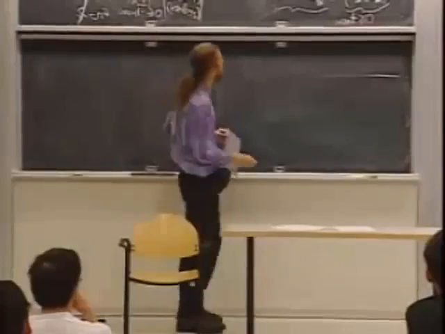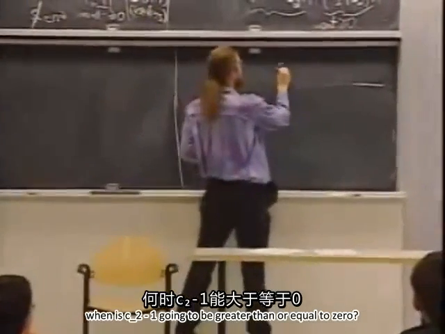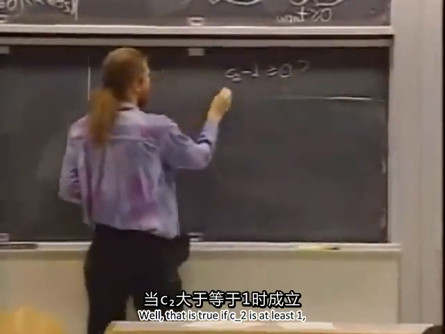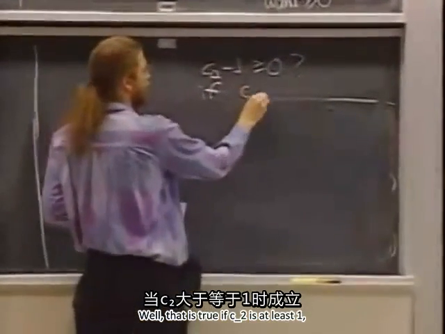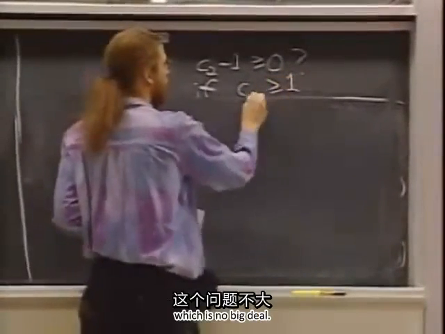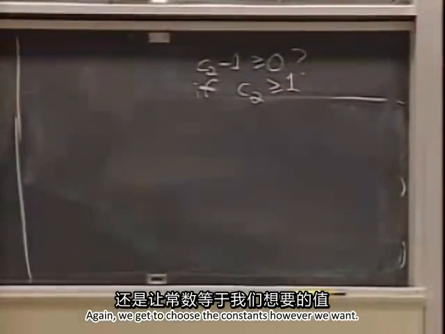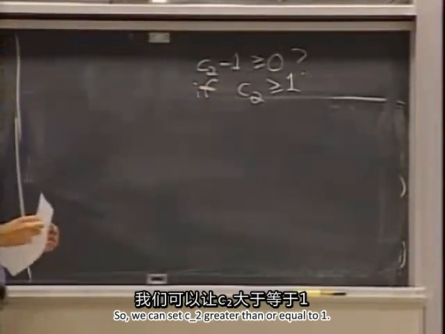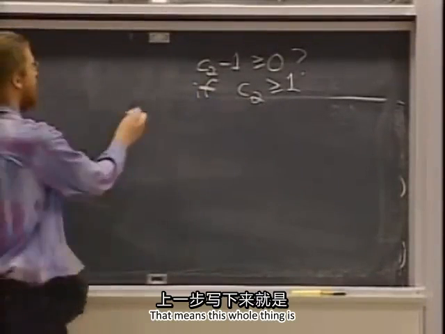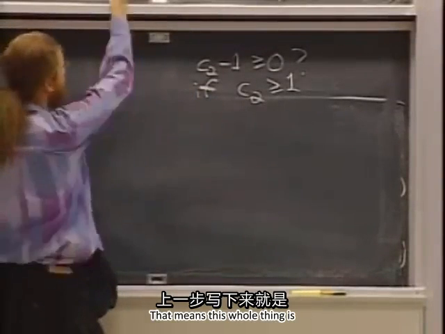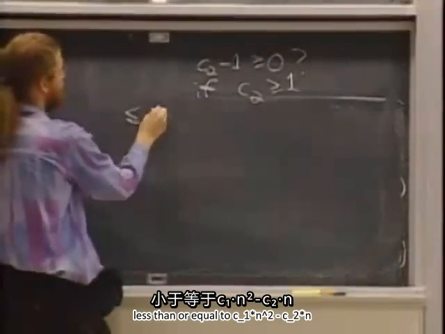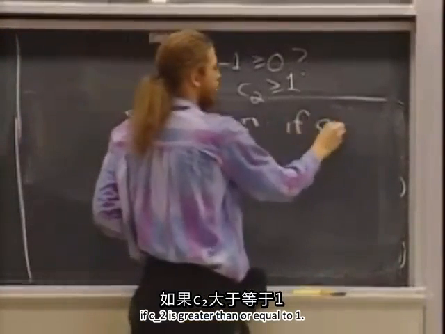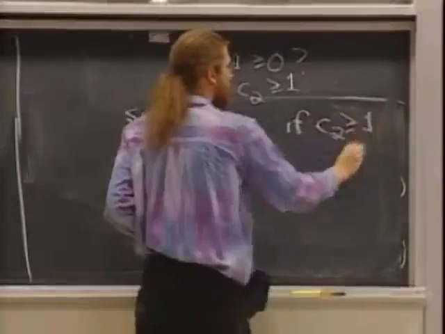So continuing along, we want, when is C2 minus 1 going to be greater than or equal to 0? Well, that's true if C2 is at least 1, which is no big deal. Again, we get to choose the constants however we want. It only has to hold for some choice of constants. So we can set C2 greater than or equal to 1. So then we're happy. That means this whole thing is less than or equal to c1 n squared minus c2 n if c2 is greater or equal to 1. So it's kind of funny here.